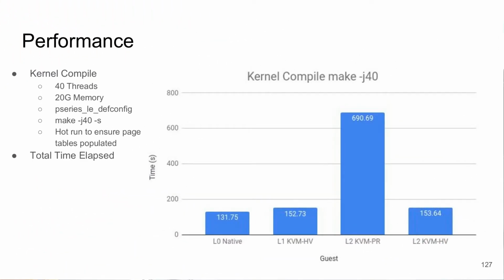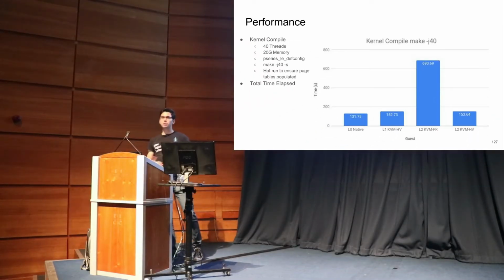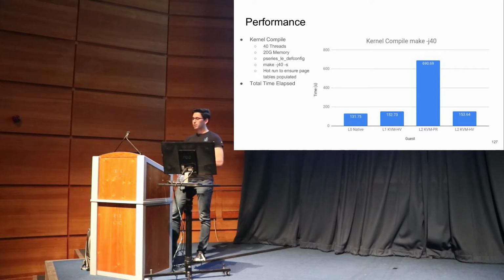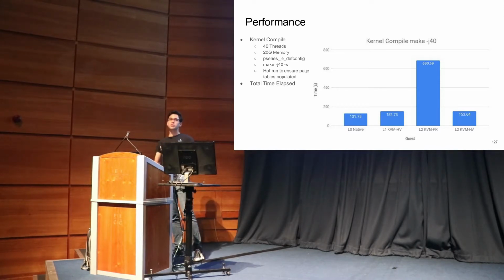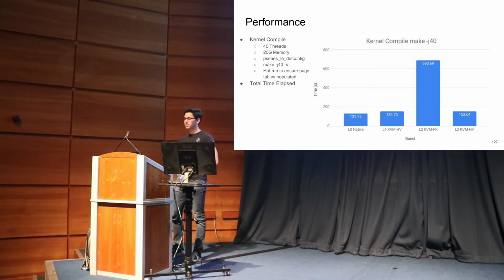So let's have a bit of a look at the performance. Was all this work actually worth it? What did we get out of it? So for a test, I ran a kernel compile with 40 threads and 20 gigs of memory. I used the pseries LE defconfig, and I ran make -j40 -s. And this is a hot run just to make sure the page tables were already populated.